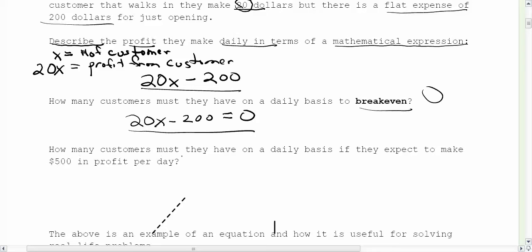Next question, how many customers must they have on a daily basis if they expect to make $500 in profit? So in this scenario, what we want to do is set 20x minus 200 equal to 500. Now this one's not so easy to determine what the actual answer is, okay? Because here, I can simply see 10 gives 200 minus 200. So that's why we want to learn how we can actually solve an equation. And that's what we're going to be working towards in this set of lecture notes. So let's move on.